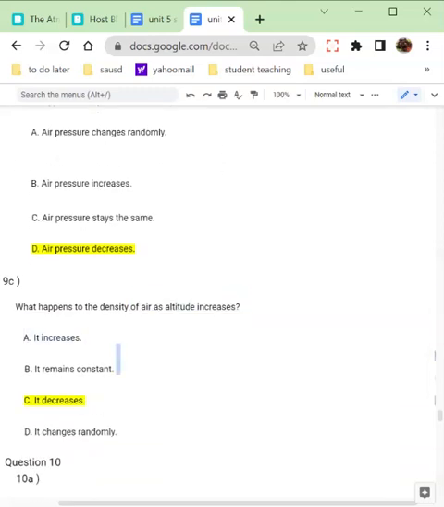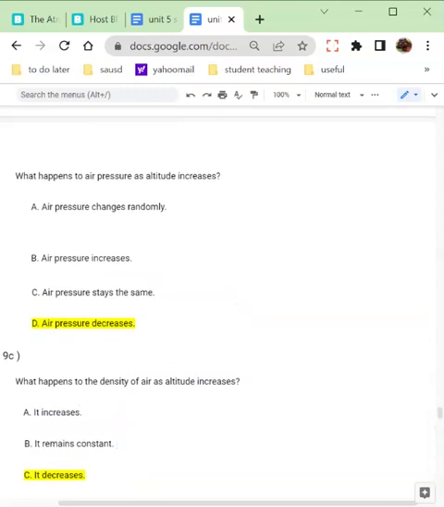Okay, and density of air again. Remember, density of air is also the opposite of altitude. So if altitude is increasing, density decreases. So our hiking up the mountain example, right? Increasing altitude, we'll have a decrease of density of air because there are fewer oxygen molecules available to breathe in, which makes it harder to breathe.